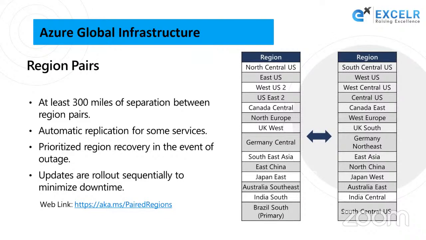So this concept of region pair is unique in Azure, and it will give you a list of the regions which are in pair. For example, South India is paired with Central India, then US East is paired with US West, and so on. These region pairs are nothing but data centers which are spread at least 300 miles from each other. There is automatic replication of some of the services.